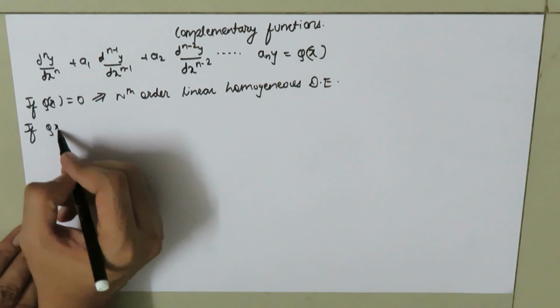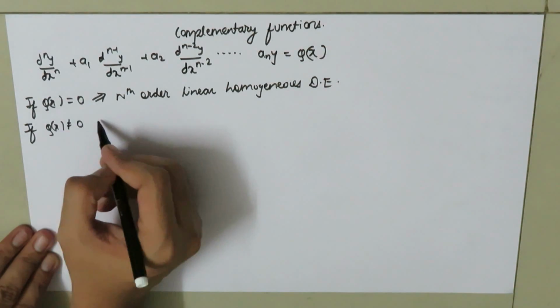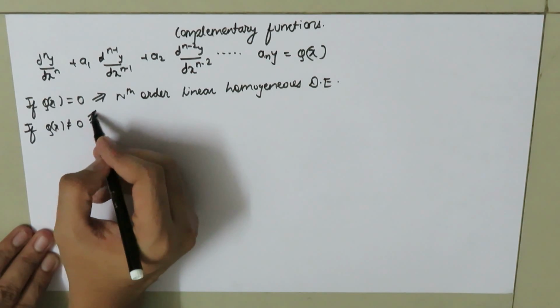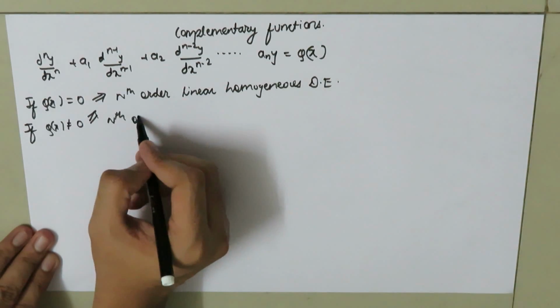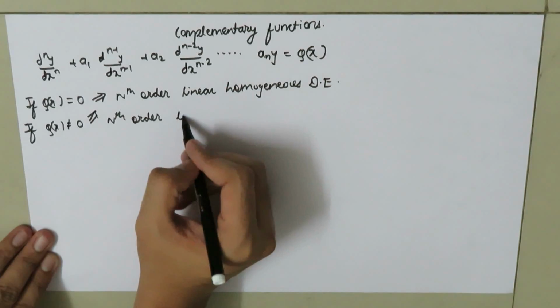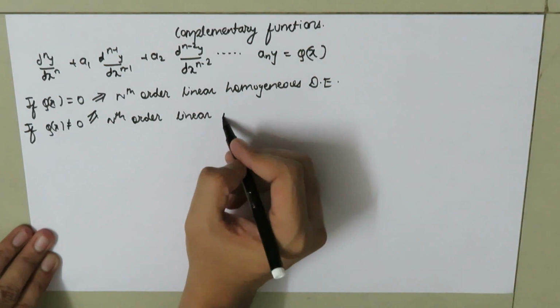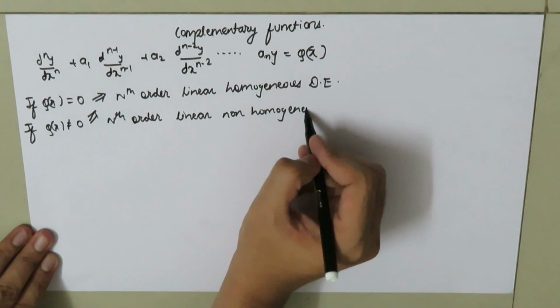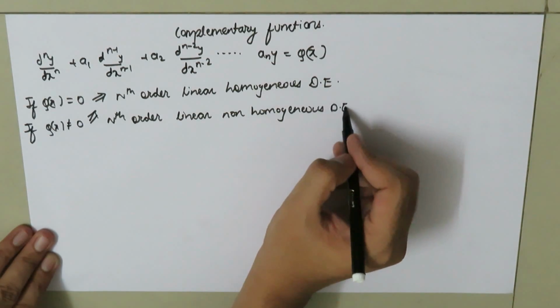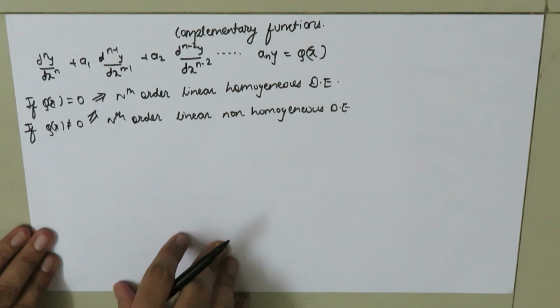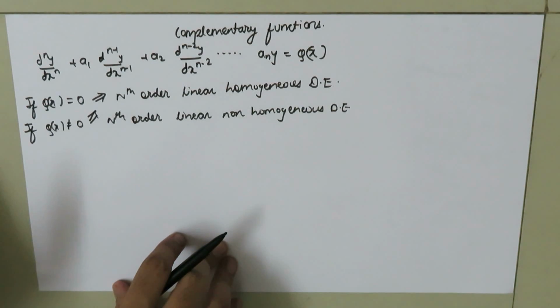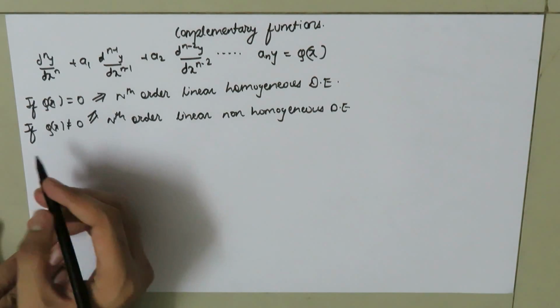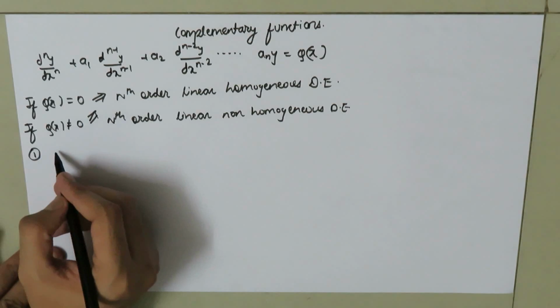And if q of x is not equal to 0, then this equation will be called as nth order linear non-homogeneous differential equation. And our main motto is to find the complementary functions of this linear homogeneous differential equation. So let's take our first example.